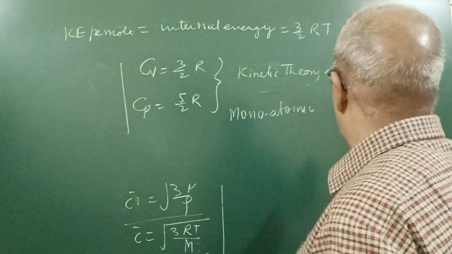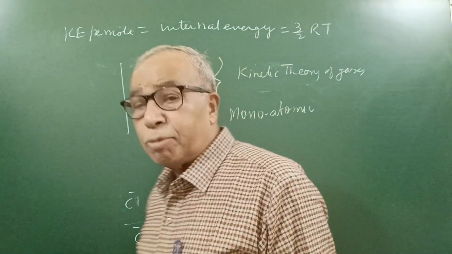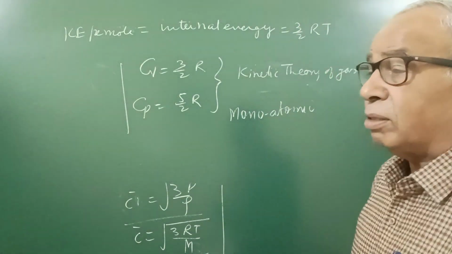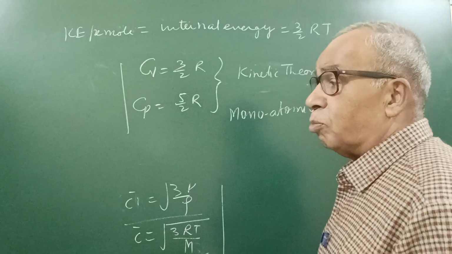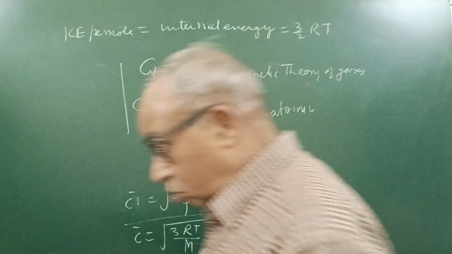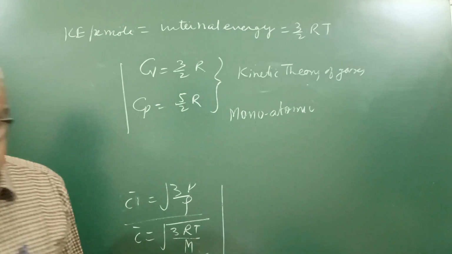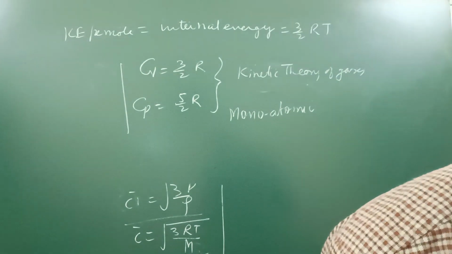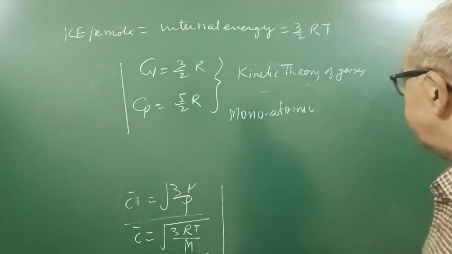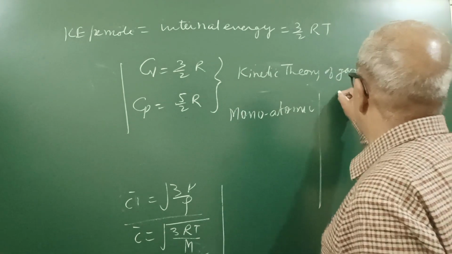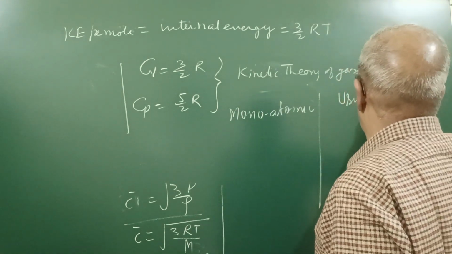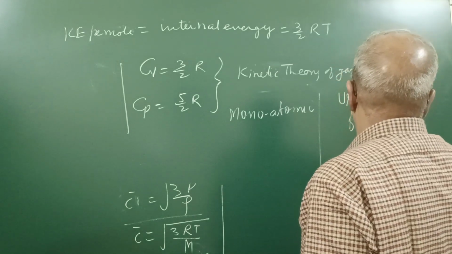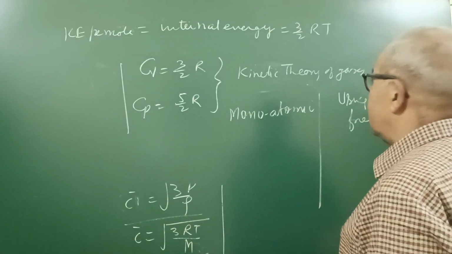Then we got the concept of degree of freedom. For monoatomic gas, degree of freedom is 3, for diatomic 5, for triatomic or polyatomic 6 or 7: 6 at room temperature and 7 at very high temperature, because vibration of molecules will have another form of energy. Using degree of freedom, I derived the internal energy per mole of gas.